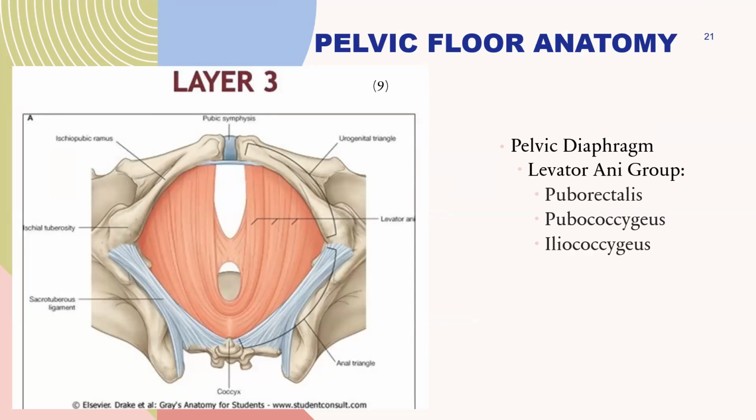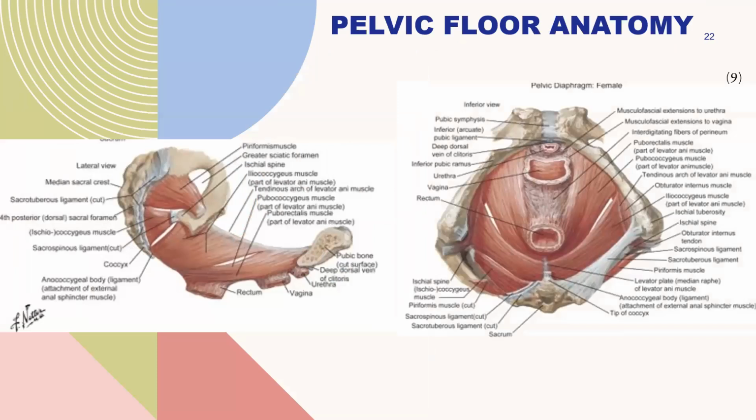So in this next picture, it's just another picture of the layer 3 muscles, and you can see how they attach onto the bony pelvis, and they make what kind of looks like a hammock, and that helps to support the organs above it.